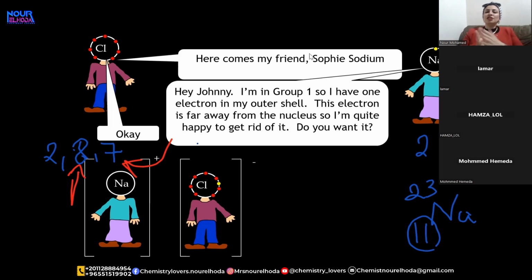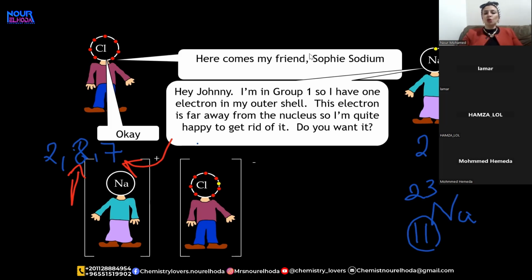This means sodium, or metals in general, usually lose electrons, while non-metals always gain electrons. So they can form, yes, that's true, an ionic bond. Once the sodium loses, the chlorine will gain.